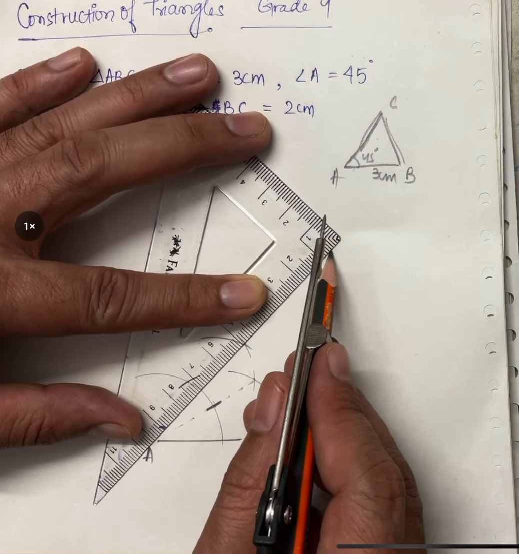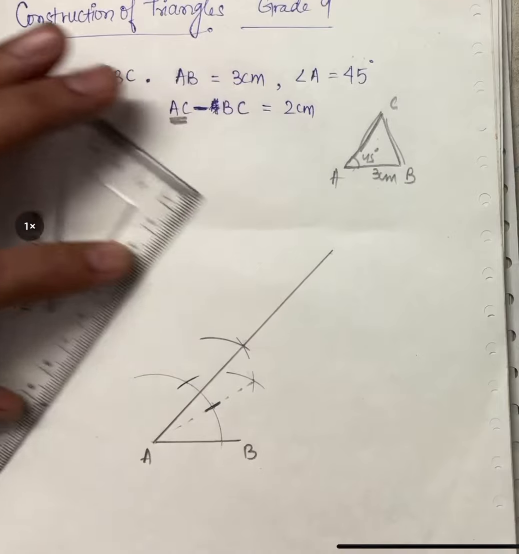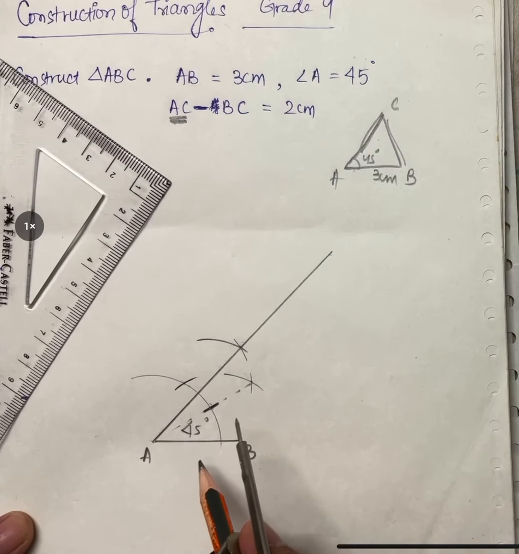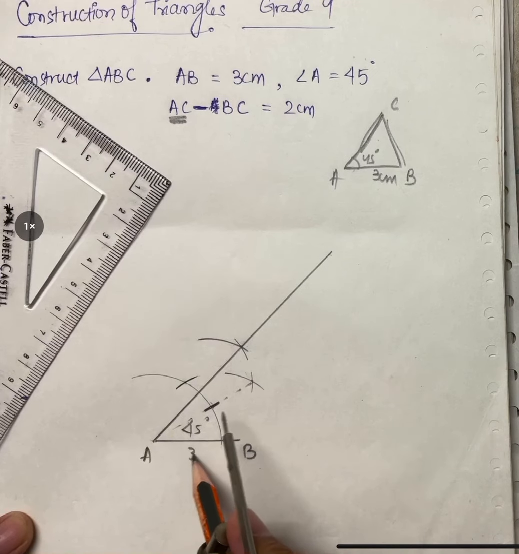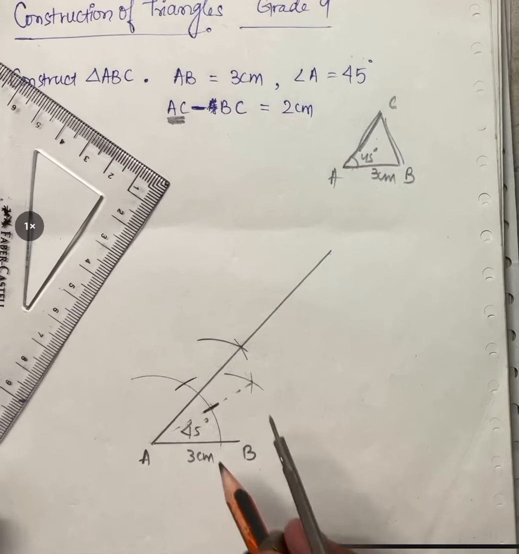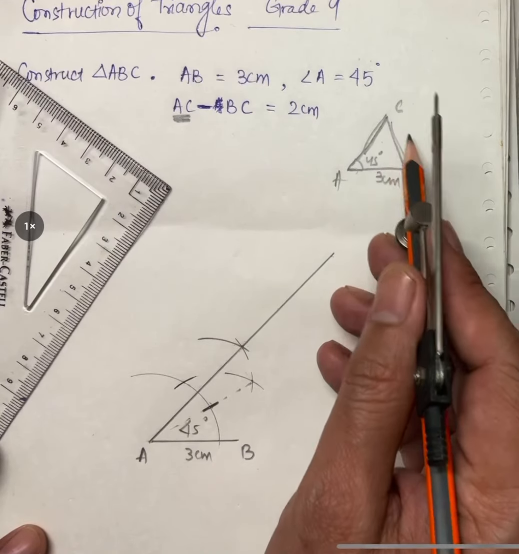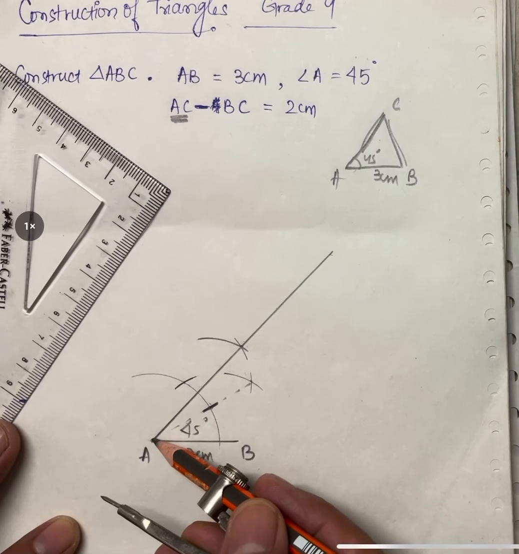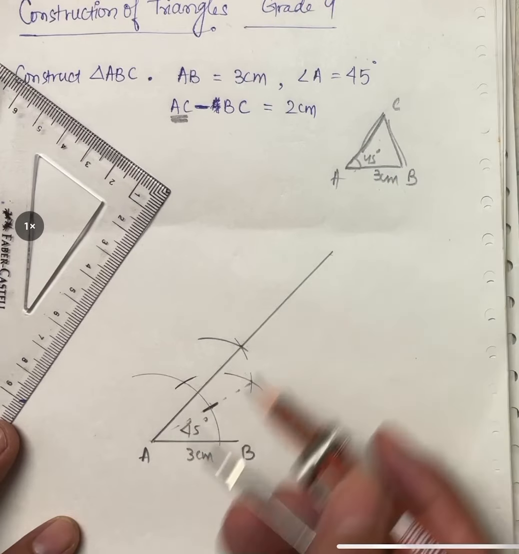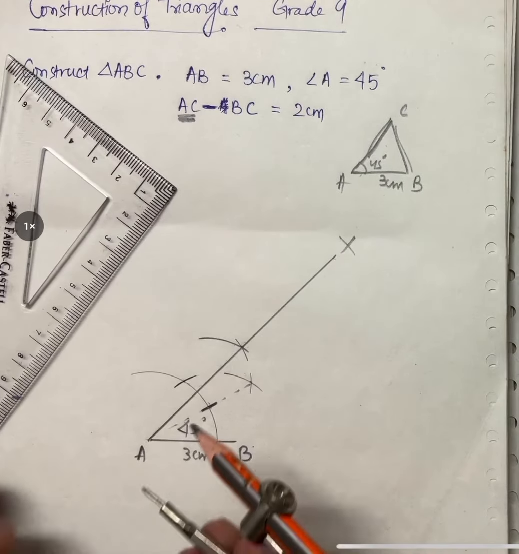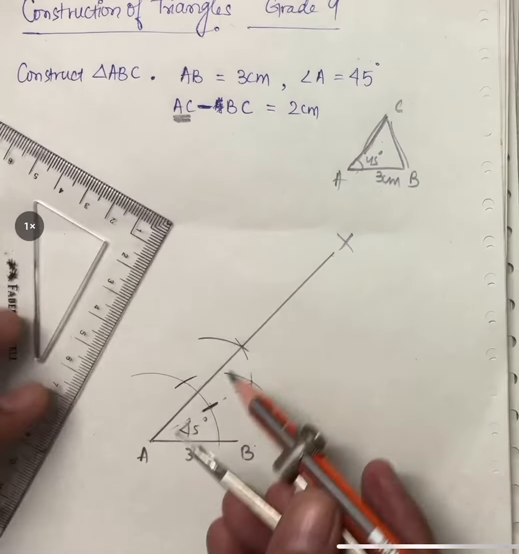Okay. Yeah. This is 45 degrees. And this was 3 centimeter. We want this longer side minus the shorter side to be 2 centimeter. So do an interesting thing. Take a 2 centimeter cut on this line. Let's call it AX. So we are taking a 2 centimeter cut on this AX.